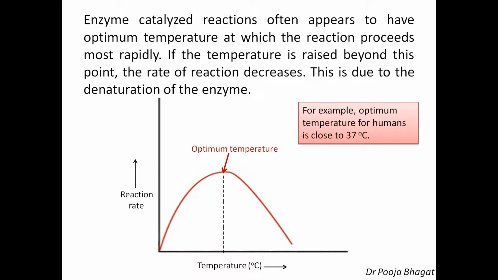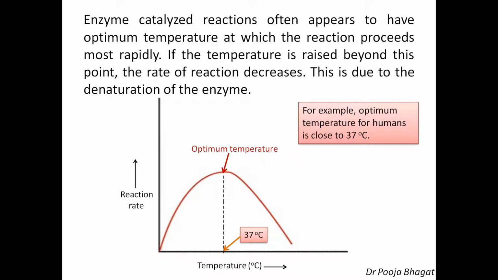Now, for example, optimum temperature for humans. For humans, optimum temperature is close to 37 degrees Celsius. So the optimum temperature for humans is 37 degrees Celsius, that is, we know, 98.4 Fahrenheit. That is the normal body temperature.